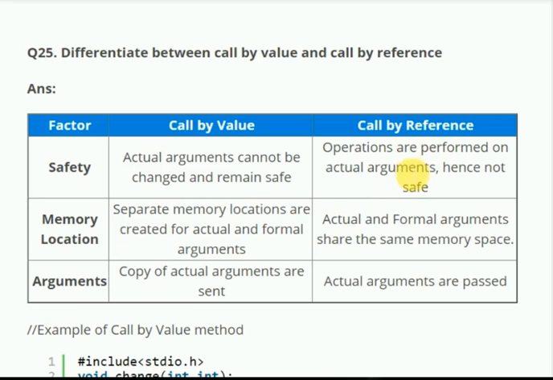In call by value, separate memory locations are created for actual and formal arguments. In call by reference, actual and formal arguments share the same memory location. In call by value, a copy of the actual arguments is sent, and in call by reference, actual arguments are directly used. That means the address is passed.